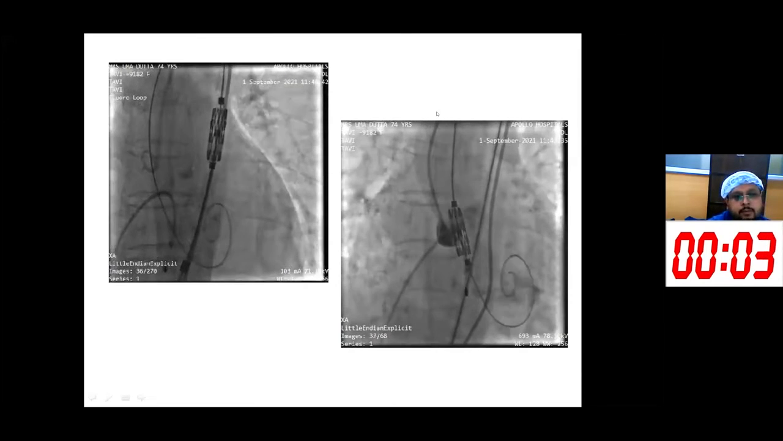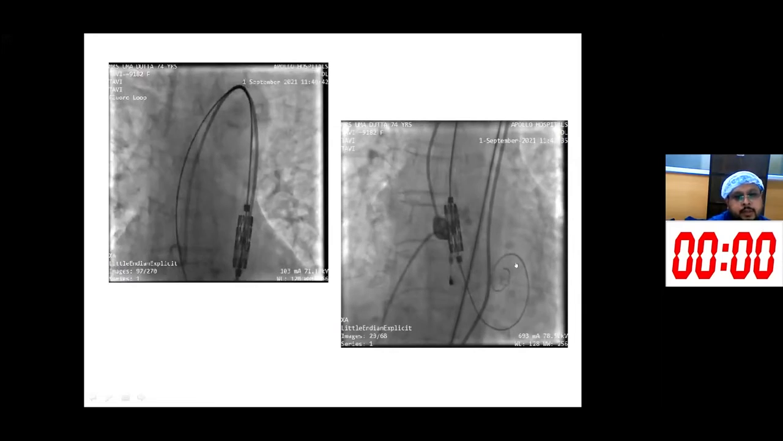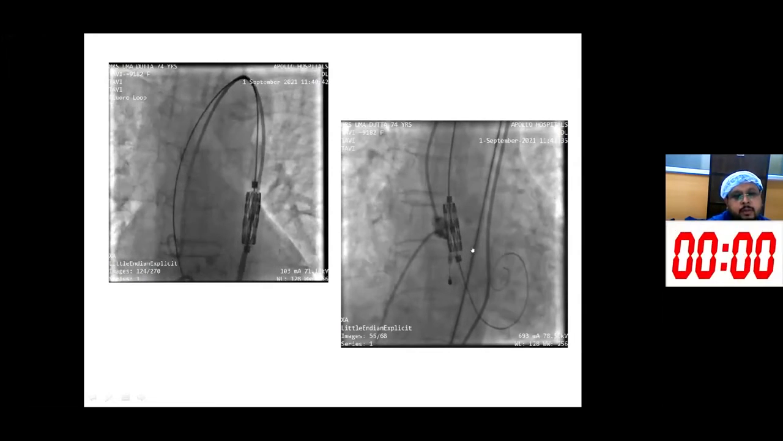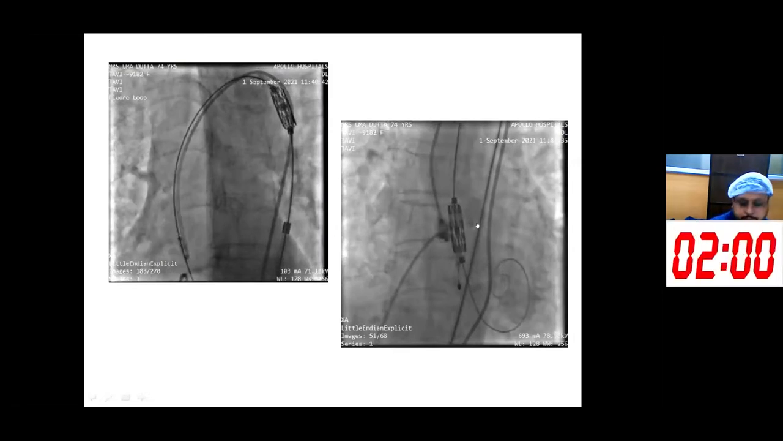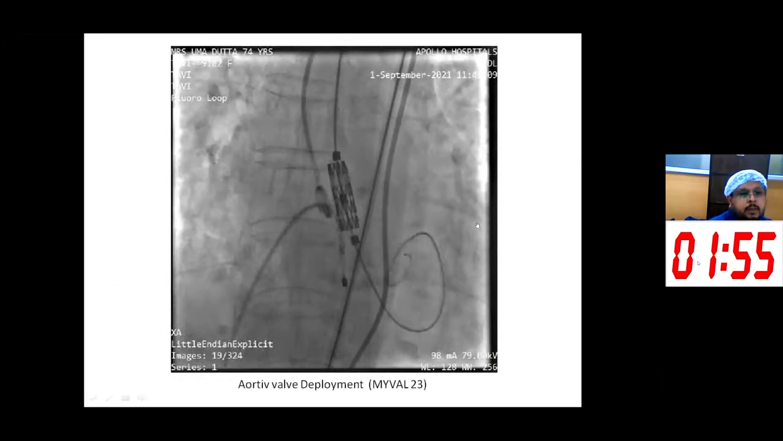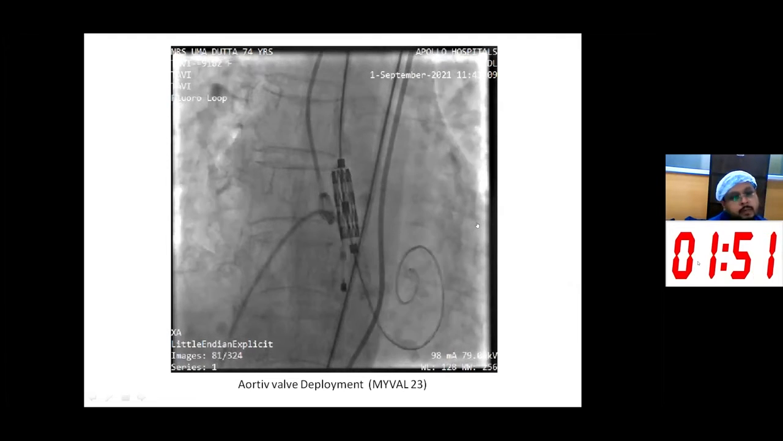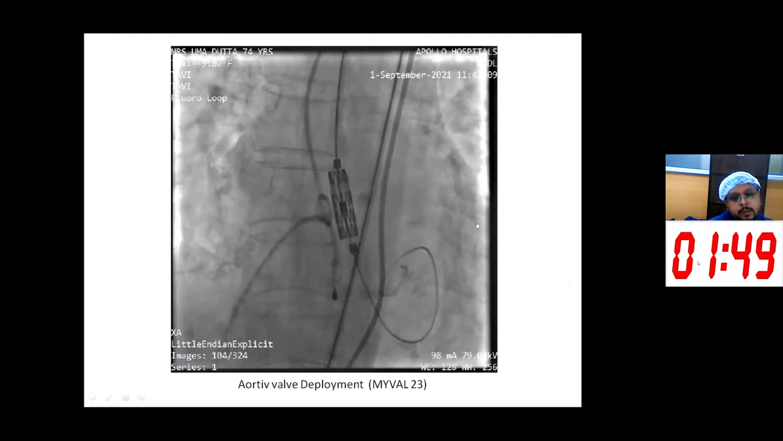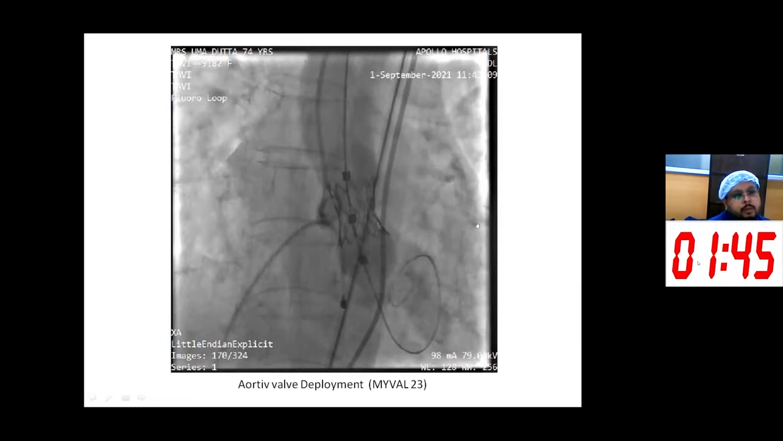After that, we took a root angiogram to see the exit position. Generally, we prefer around one-third inside the LV and two-thirds above, in the aortic root. After doing it, this is how we deployed the aortic valve. We used the Meril valve, because we found that it was around 22 mm of aortic annulus.